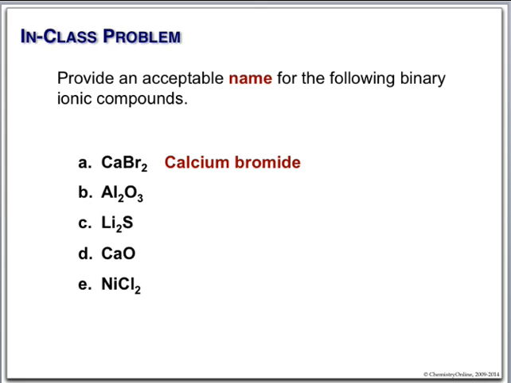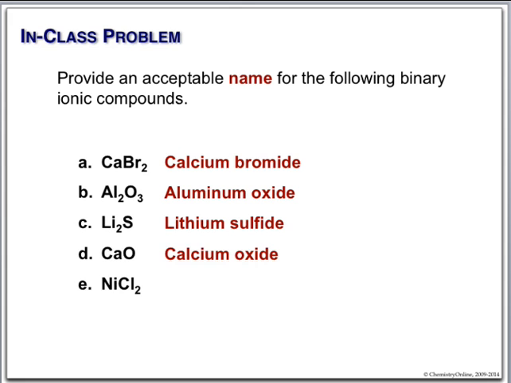Here we have aluminum and oxygen. Our first word is simply going to be aluminum. This is going to be oxide. Here we have lithium and sulfur. Our first word is simply lithium. Our second word is going to be sulfide. Calcium and oxygen. First word is simply calcium. Second word is simply oxide.